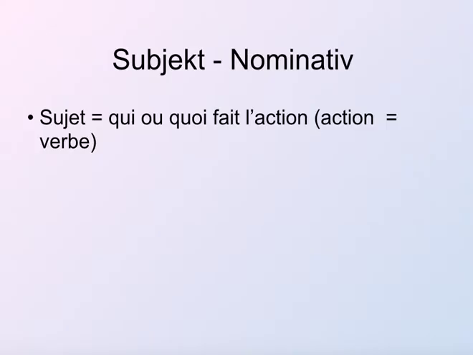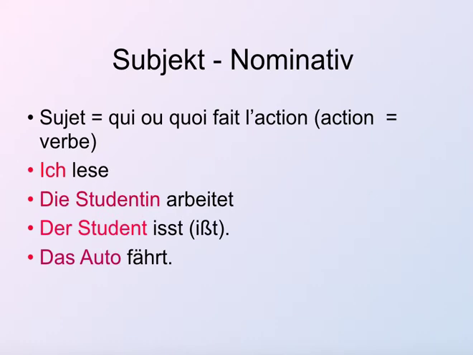What is actually a subject or a nominative? Well, the nominative is simply one of the 4 cases that exist in German. But what is a subject? That's very important to know, because the subject is who or whatever performs the action, and the action is expressed in the verb. Now let me show you 4 examples actually.